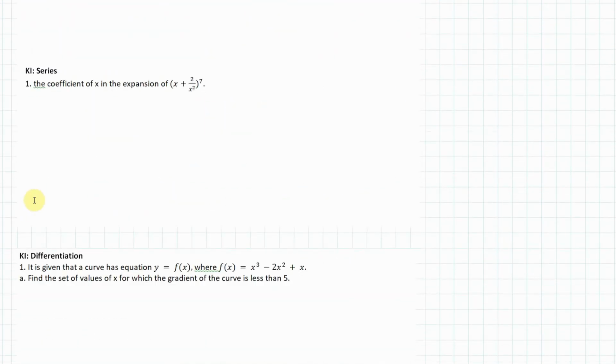Okay, so moving on to a series question. Got to find the coefficient of x in this expansion. Okay, well, what I like to do is just sort of test what happens.